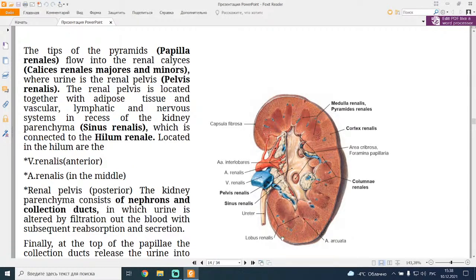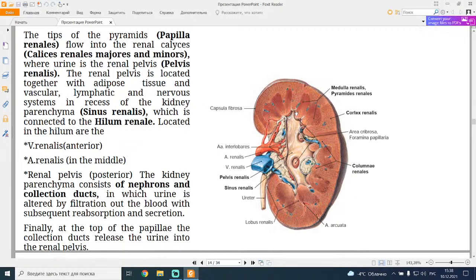The kidney parenchyma consists of nephrons and collection ducts, in which urine is altered by filtration out of the blood with subsequent reabsorption and secretion. Finally, at the top of the papilla, the collection ducts release the urina into the renal pelvis.